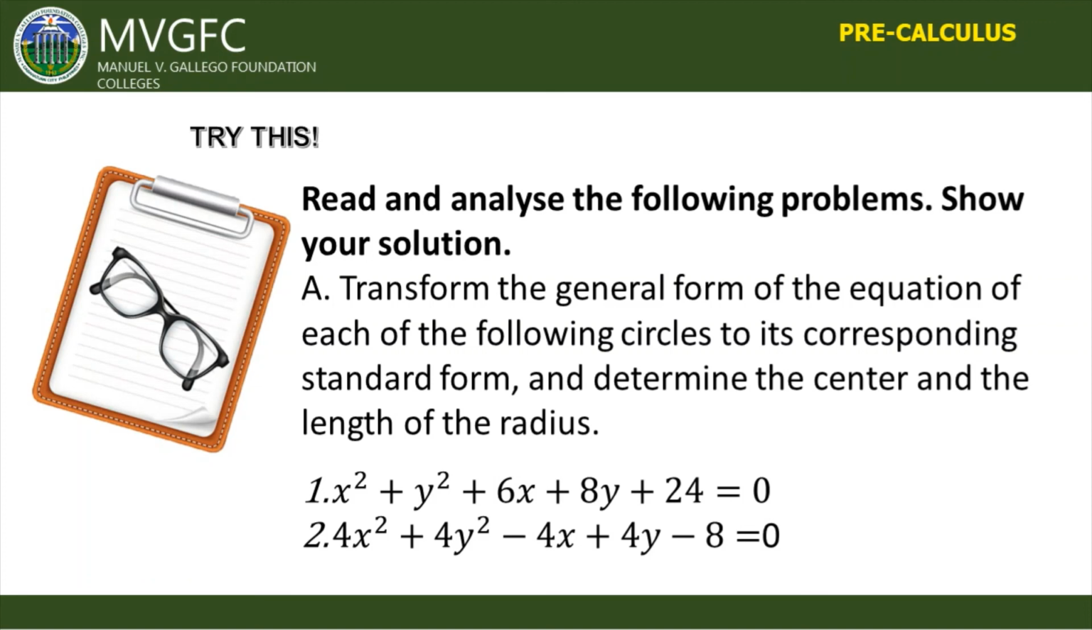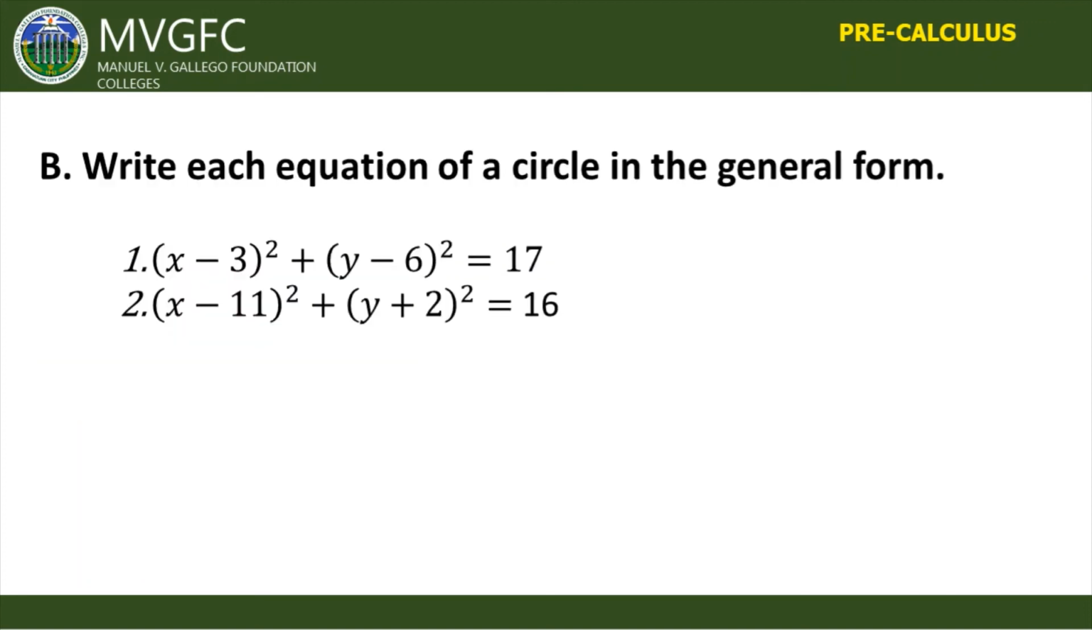So again, try this. Read and analyze the following problems. Show your solution. For letter A, transform the general form of the equation of each of the following circles to its corresponding standard form and determine the center and the length of the radius. And for letter B, you need to write each equation of a circle in the general form.